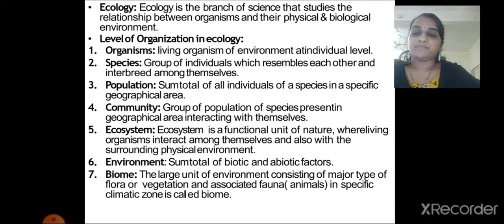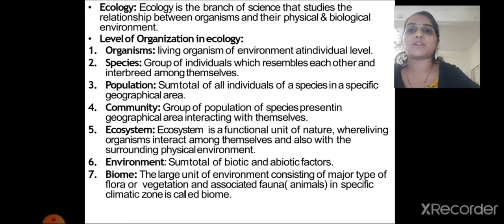Next is ecosystem. Ecosystem is a functional unit of nature where living organisms interact among themselves and also with the surrounding physical environment. The ecosystem has different living organisms and the particular climatic conditions present in that area, and the living organisms interact for survival within that environment. All this together is called ecosystem.